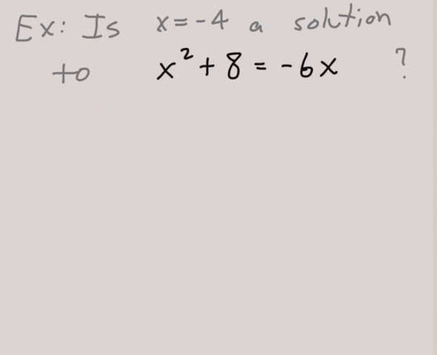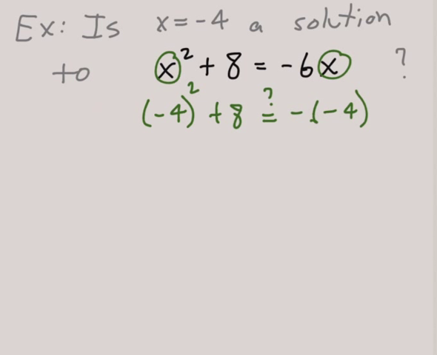Right. Second example, is x equals negative 4 a solution to x squared plus 8 is equal to 6x? Same method here. I know in the future maybe we can solve this thing by hand, but for now, what we're going to do is just substitute. So negative 4, I'll replace this x with a negative 4, and I square that, and then I add 8. And maybe, just maybe, that's equal to negative 6 times, replace that x with a negative 4.